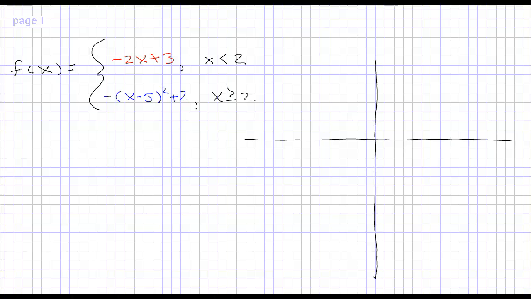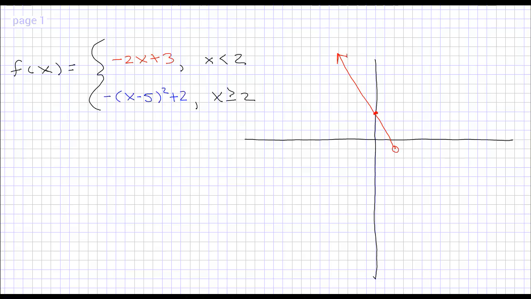So if you plug in 2 to the red function, you get -4 plus 3 or -1. So we're going to go 2 over and get -1. And I'm going to put an open dot because it's not actually part of this function. And let's see, it's a linear equation, so my intercept is 3, so it's going to go through here. And so the graph of this piece is going to look like that.